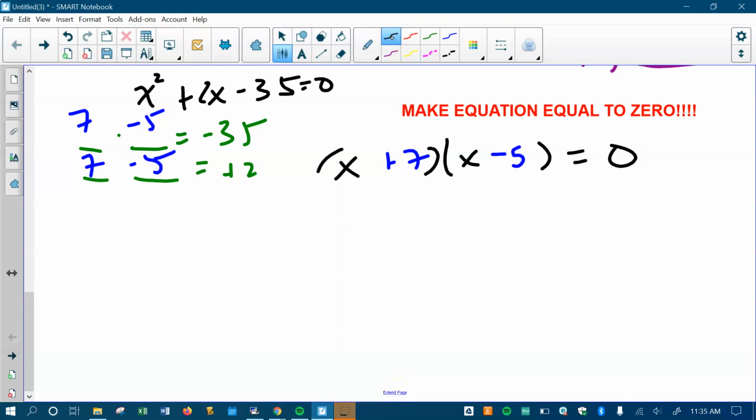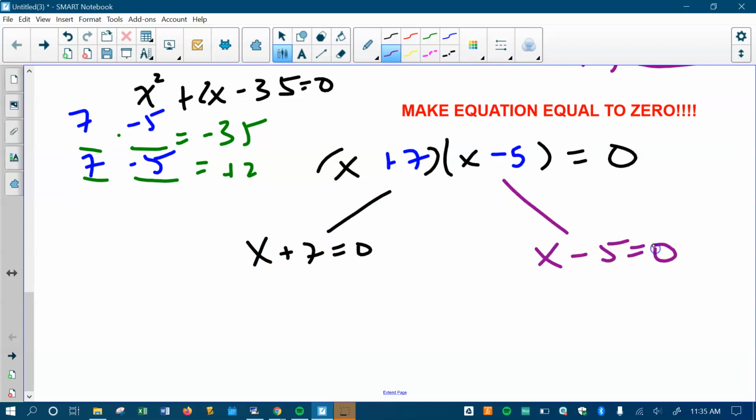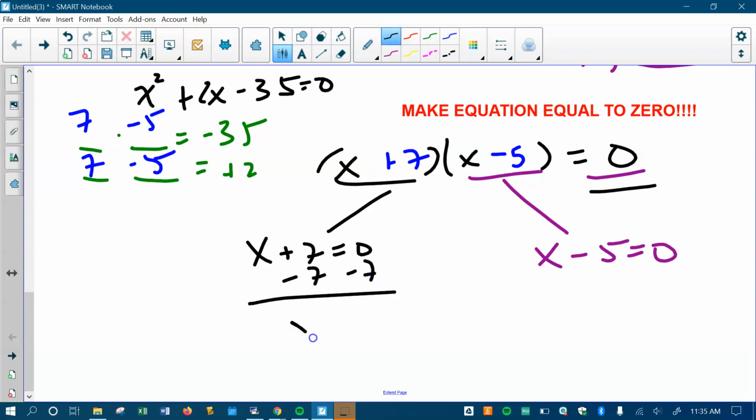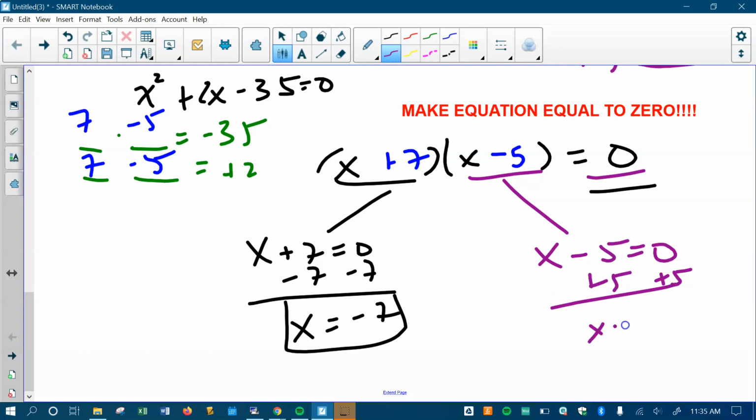And that means we can set each factor equal to 0, which is x plus 7 equals 0. And we can also set x minus 5 equals 0. So we set both of these equal to 0, and then we solve for x. Subtract the 7, and x equals negative 7. So this is really just one more step that you have to do for what we had done the last few weeks. Okay, x equals negative 7, x equals 5.